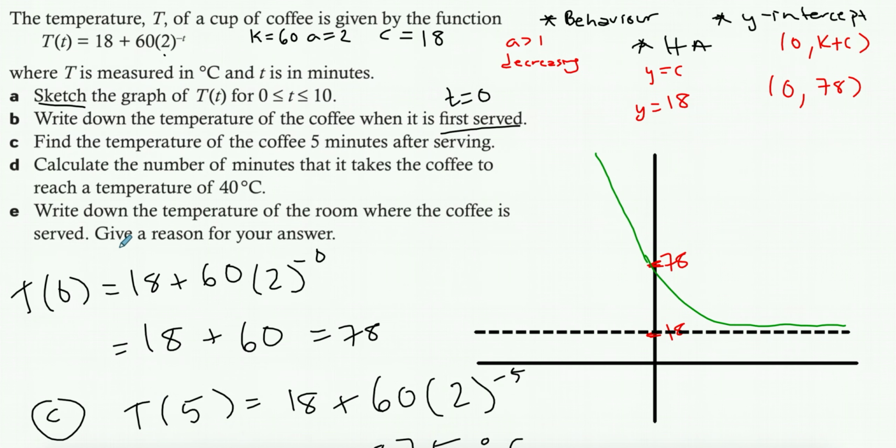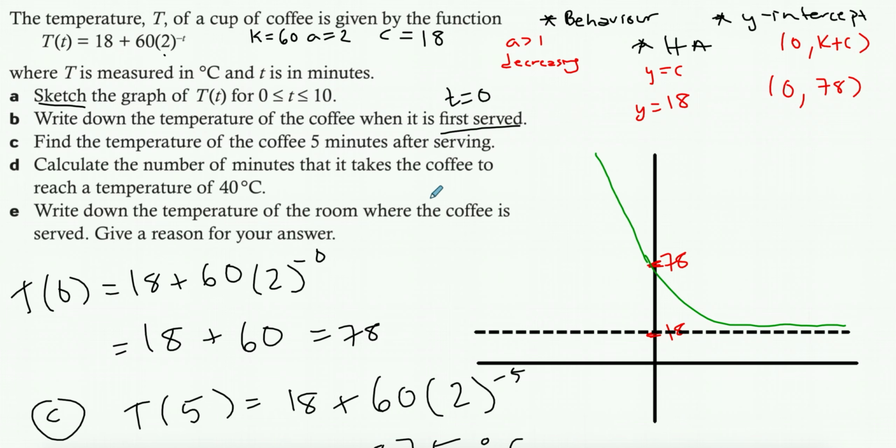For the last part, write down the temperature of the room where the coffee is served. Give a reason for your answer. So this is more of understanding what the question is and what this formula is. So when coffee cools down, and this relies on your understanding of physics, it releases its hot temperature to the room, such that eventually the temperature of the coffee or whatever is warm is the same as the temperature of the room.